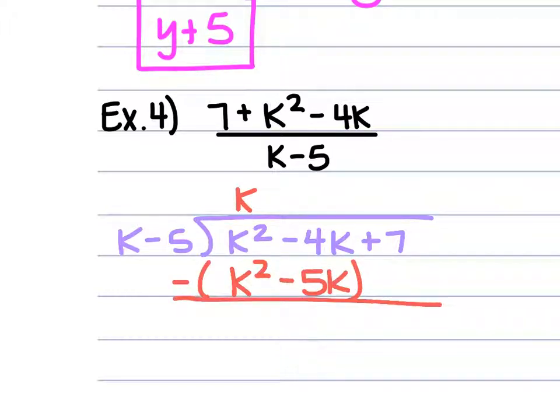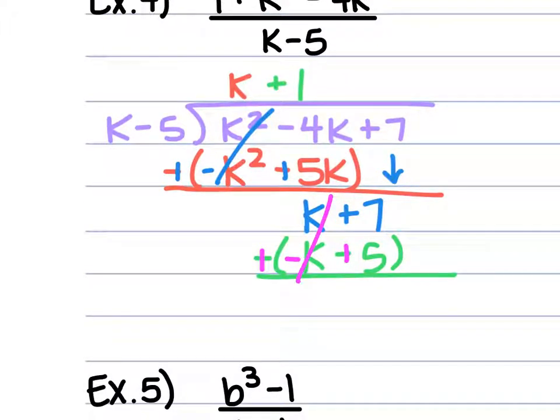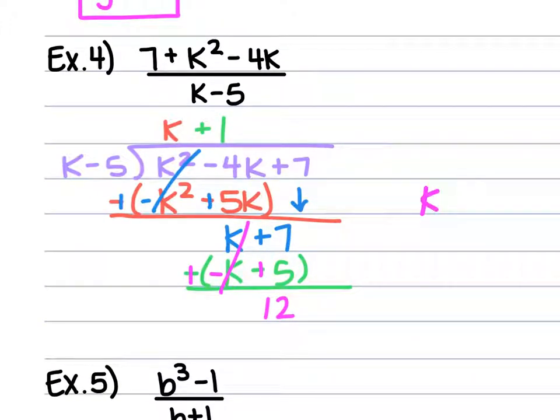I'm subtracting these two, or adding the opposites. The k squareds cancel. 4k plus 5k gives me k. And then the 7 I'm going to drop down. So k times what is k? It's just a 1. I'm going to multiply and get k minus 5. Subtract or add the opposites. The k minus k cancels, and the 7 plus 5 is 12. So I have k plus 1 plus 12 over k minus 5.